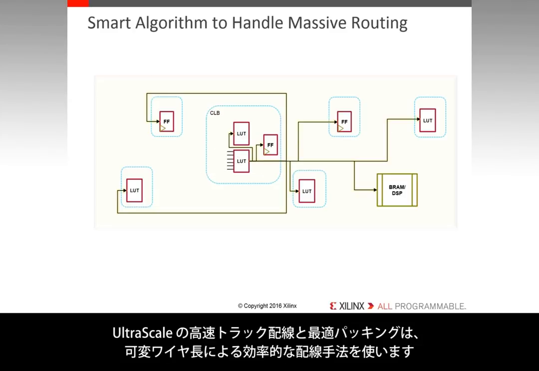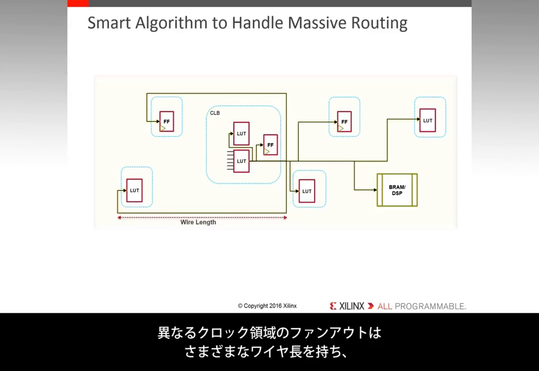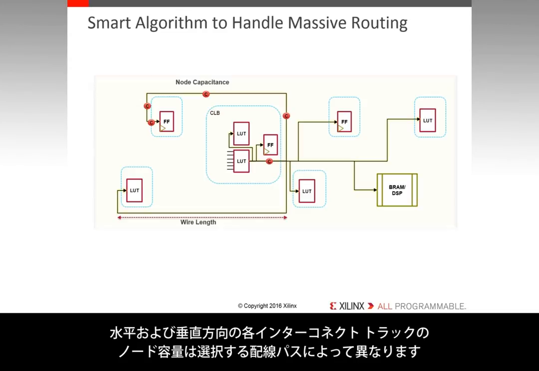However, UltraScale fast-track routing and optimal packing use efficient routing techniques with variable wire lengths. The fan-outs within a CLB use logic routing, which doesn't contribute to external signal power, whereas the fan-outs in different clock regions will have different wire lengths. And also, the node capacitance at every horizontal or vertical interconnect track varies depending upon the choice of routing path.